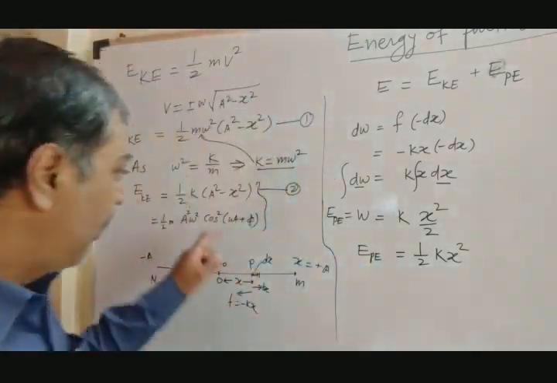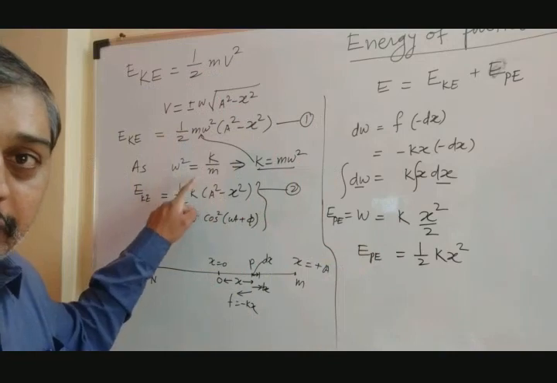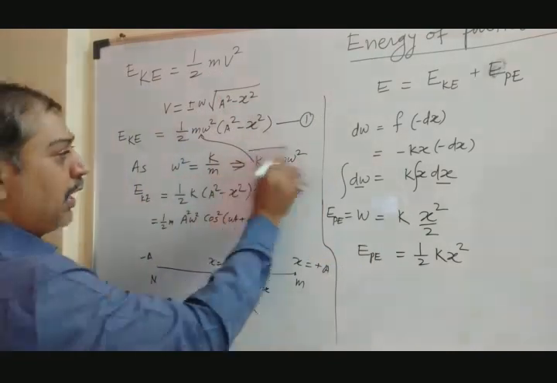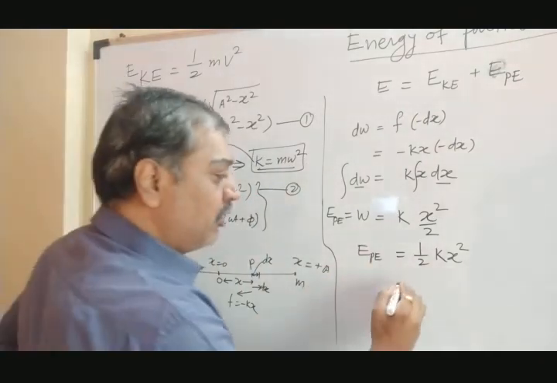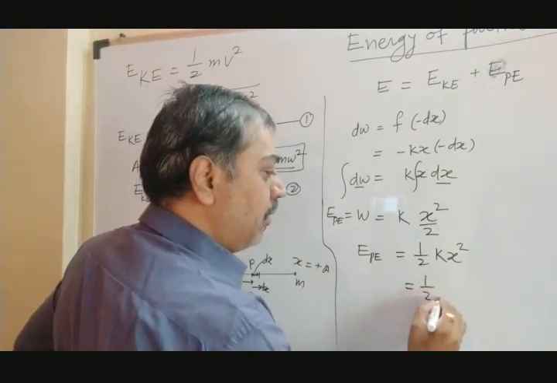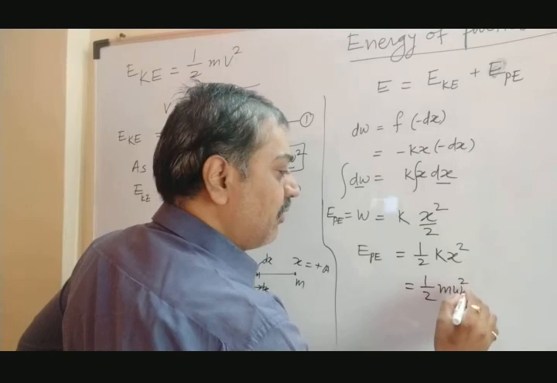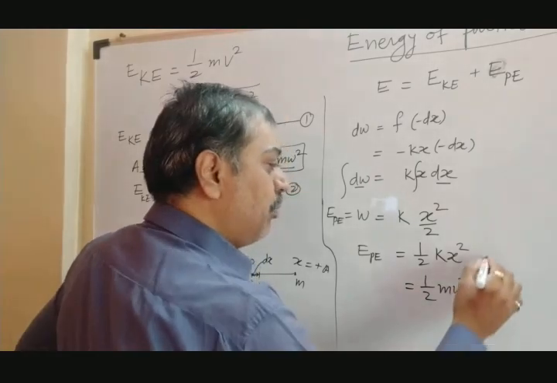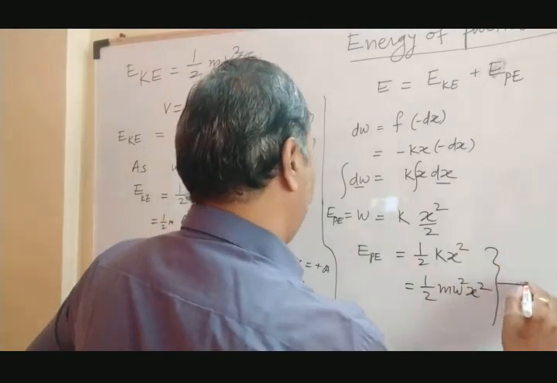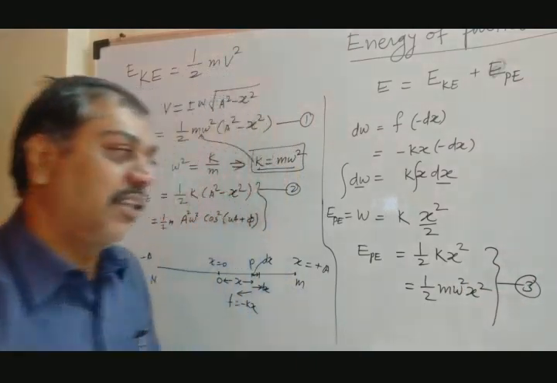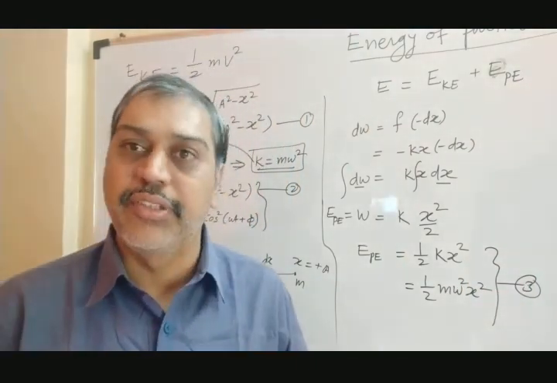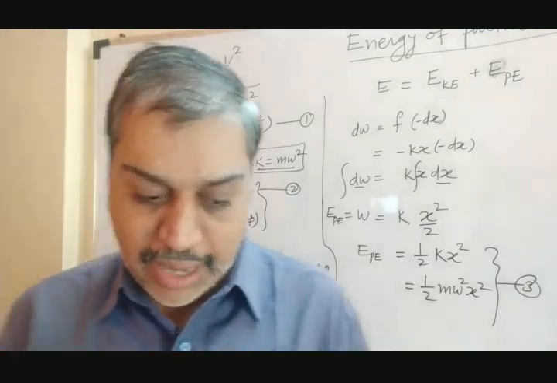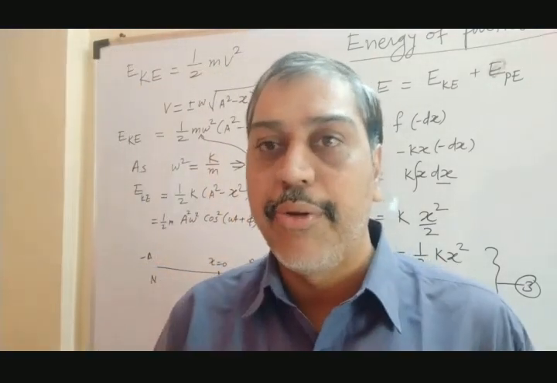Again, if you remember, omega square equal to k by m, so we have k equal to m omega square. We can put that value here. So you can write this as 1 by 2 m omega square x square. Both these equations, suppose equation 3, give the potential energy of the particle performing simple harmonic motion.